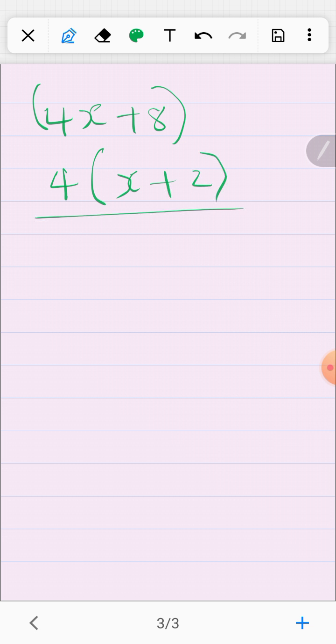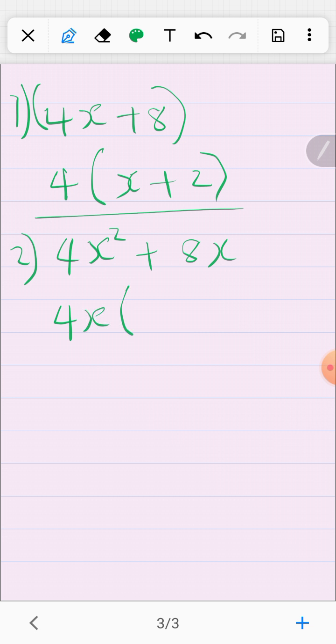If I want to make it more interesting, example 2: if it's 4x squared plus 8x, still I want to write it in terms of its simplest factors. I do that by pulling out factors. 4 is common to both 4x squared and 8x. X is also common to both of them. So if I pull both of them out, I'm left with x plus 2.